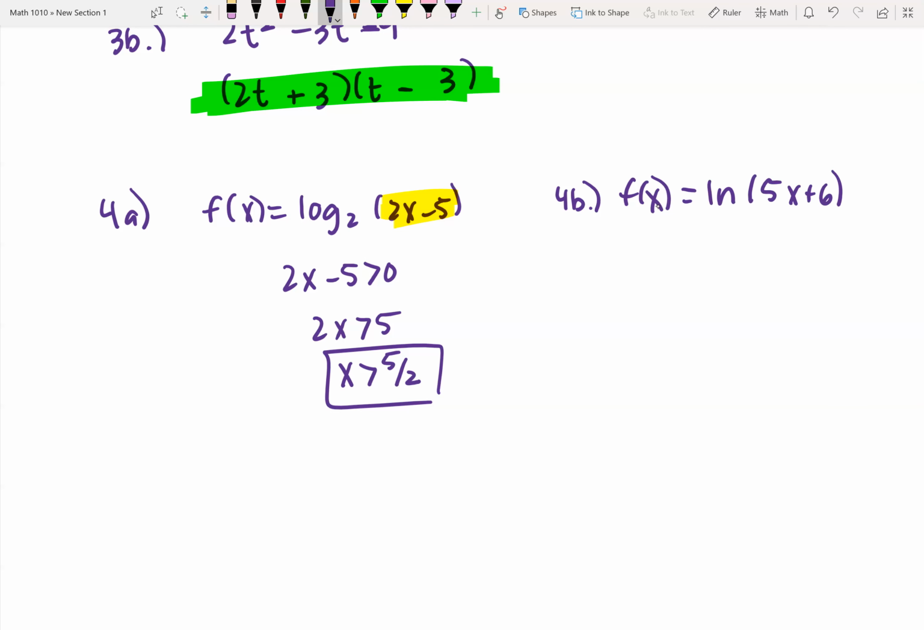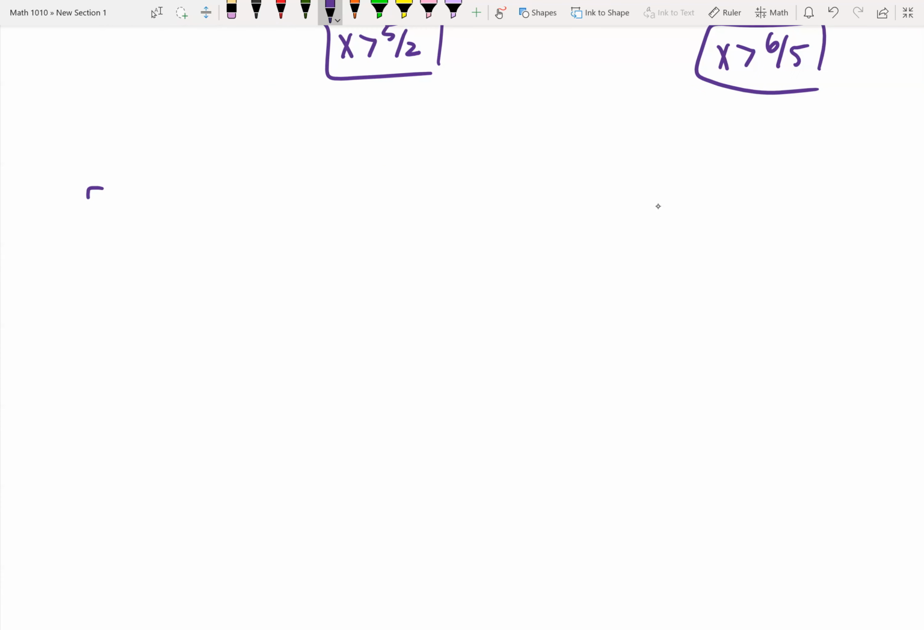Okay, 4b is going to be the same thing because this one is also a log. It's an ln, but that's still a log. So 5x plus 6 has to be greater than 0. 5x has to be greater than 6. X has to be greater than 6/5.